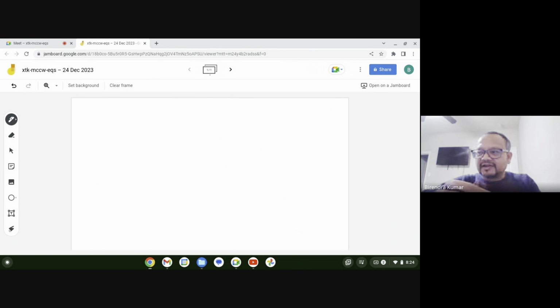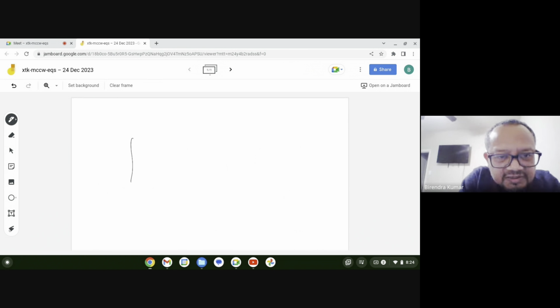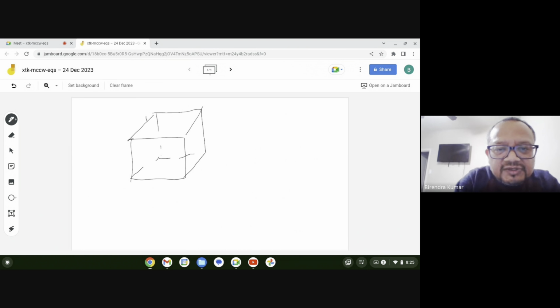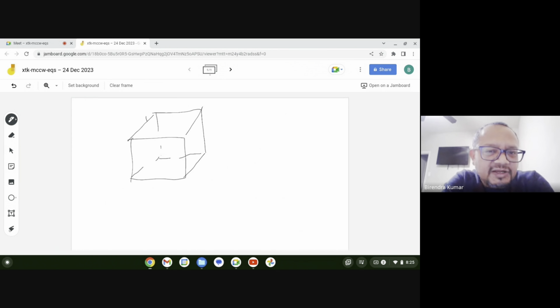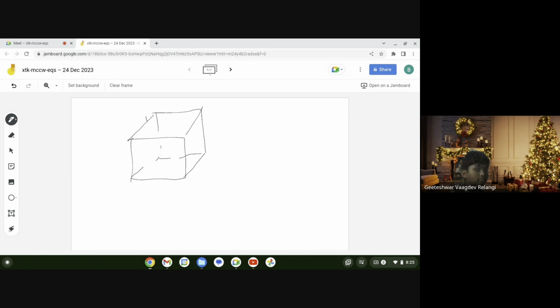Now, let me tell you. I was just giving an example. So, look at this. Let's start with a different thing. Let's put a square first. This is a square. You extend it. Does it look something similar to what we get from our fridge after freezing water? A cube. Yes, an ice cube. It looks like an ice cube, right? That's why it is given the name cube.